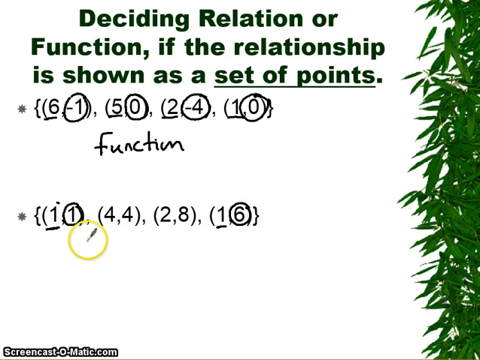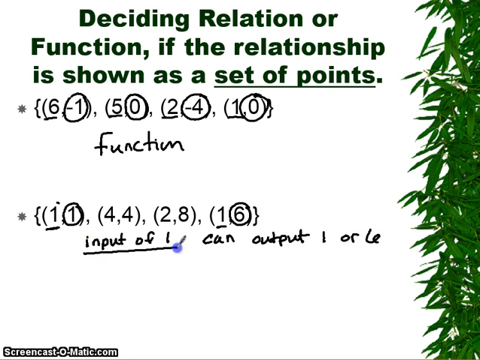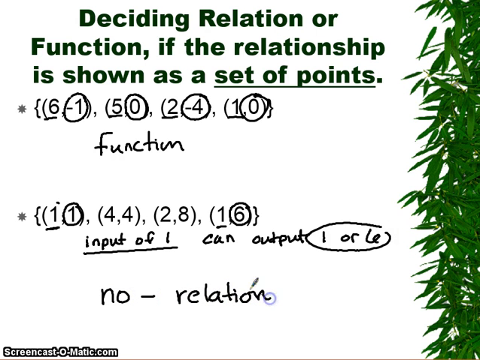So that tells us that an input of 1 can output 1 or 6. So does every input have just one output? And the answer is no. So that means this is just a relation. There is still a relationship between the points, but it's not a consistent, reliable one because the input of 1 has more than one output.